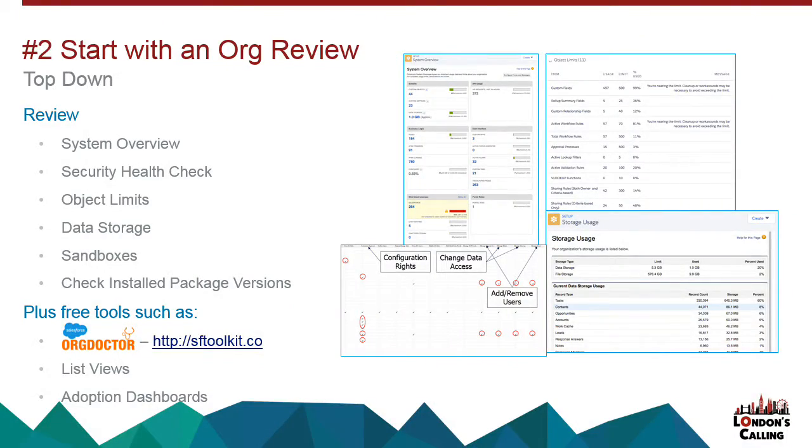Second point is start with an org review. So it's a top-down approach. Use the tools that are available there. So the system overview tab, you see it every day. Take note of what it's saying, okay? Have a look at it, see what it's saying. It gives you a starting point.